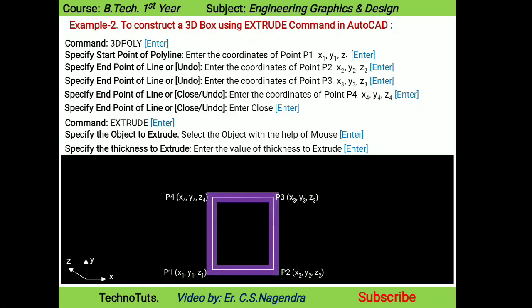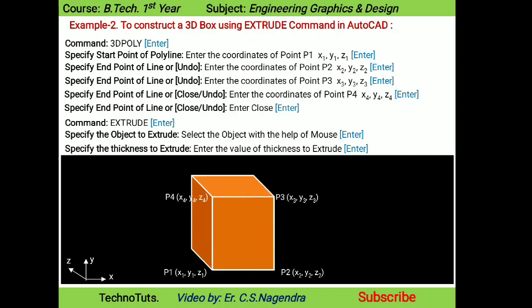Now the computer will ask you to specify the thickness to extrude. Enter the thickness value and just press enter key. You will see a 3D box gets constructed by using extrude command.